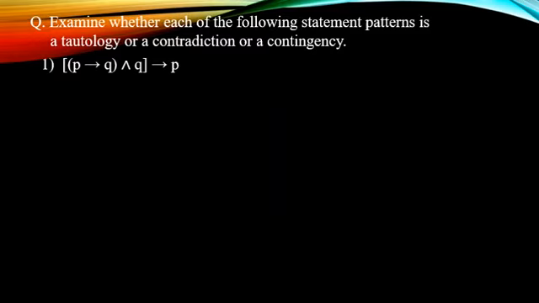Next question, examine whether each of the following statement patterns is tautology, contradiction or contingency. If the given statement pattern is always true, it is called a tautology. If it is always false, then it is called a contradiction. And if a statement pattern is neither tautology nor contradiction, then it is called a contingency.